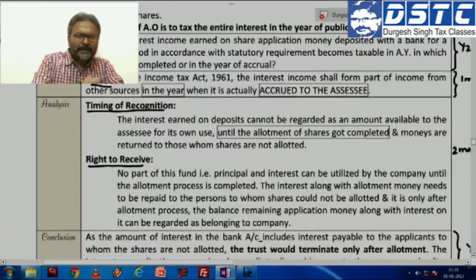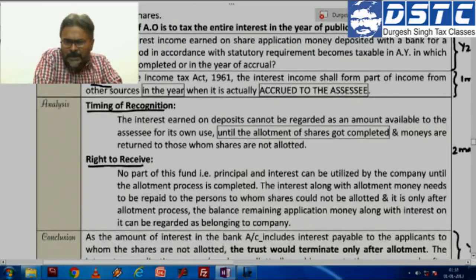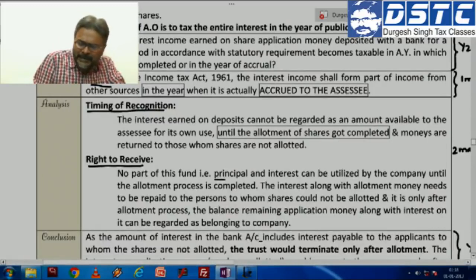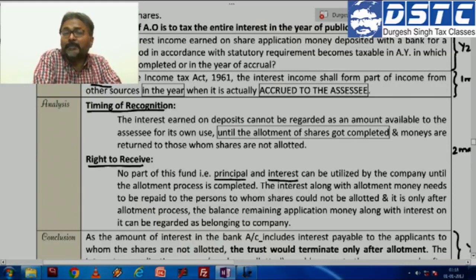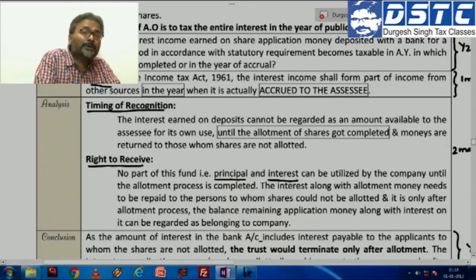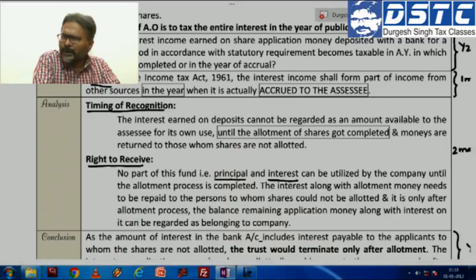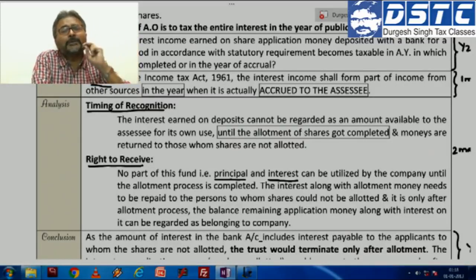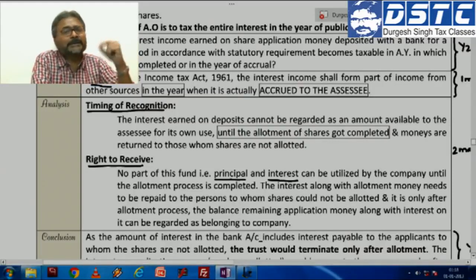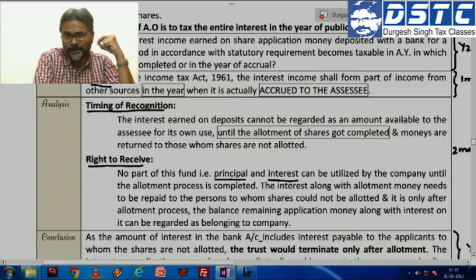They have supported this in the next paragraph, right to receive. Till the allotment is made, neither does the company have the right on the principal portion, nor the right over the interest which has accrued. The company cannot utilize that particular fund, neither the principal nor the interest, till the allotment of the shares has been made. So in a brief sentence, you are supposed to conclude that until the allotment of the shares has been made, the company has no right over the principal amount, which is the share application money, as well as the interest accrued on that application amount.